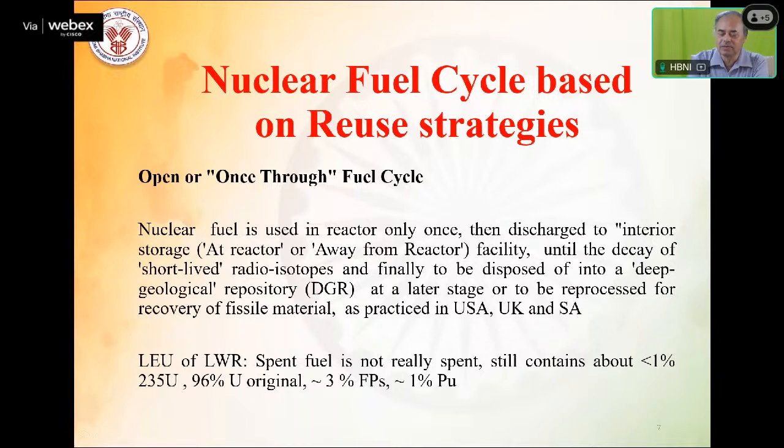So meaning is that nuclear fuel, whatever you have, you are using it only once. After removing it, discharging from the reactor, you are directly storing it for a long time and then discharging into the repositories, or maybe at a later future date, you will take up for reprocessing. So it is called open-ended once-through fuel cycle.